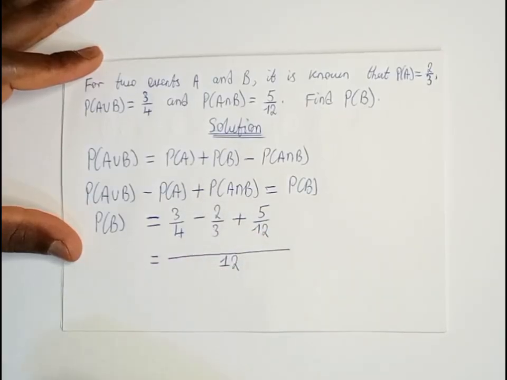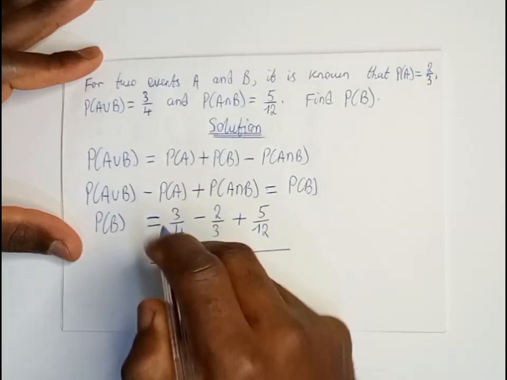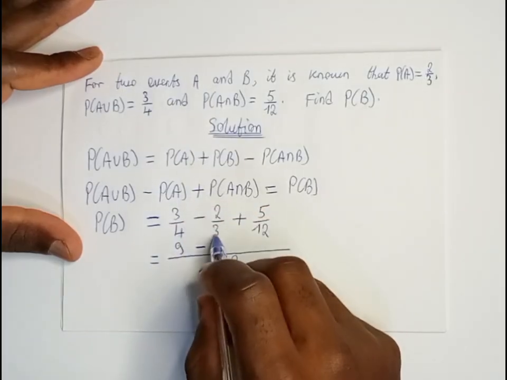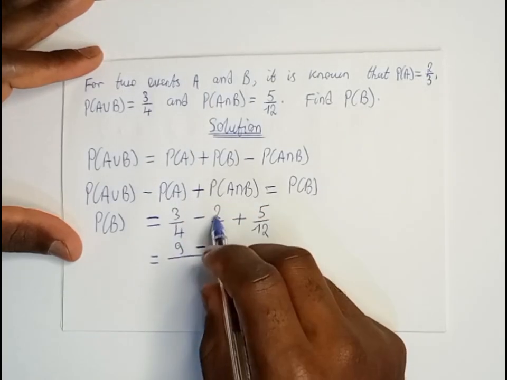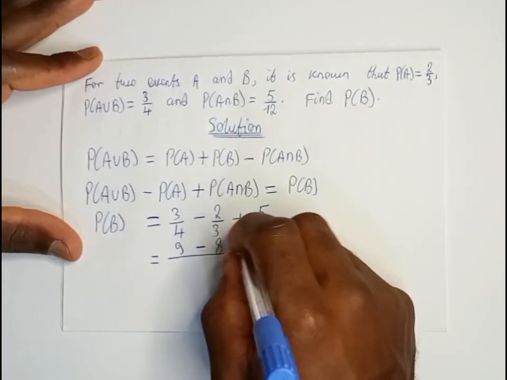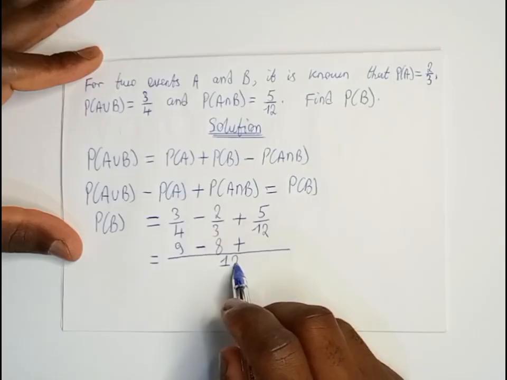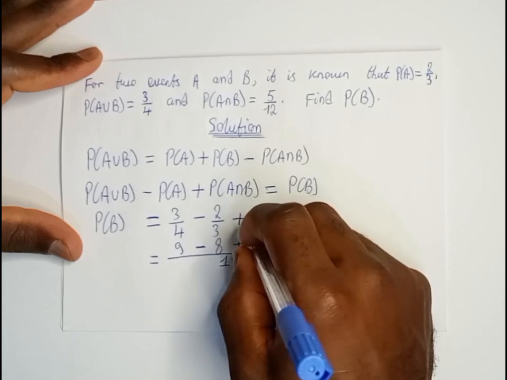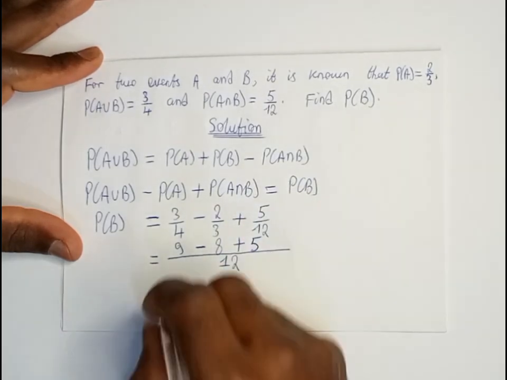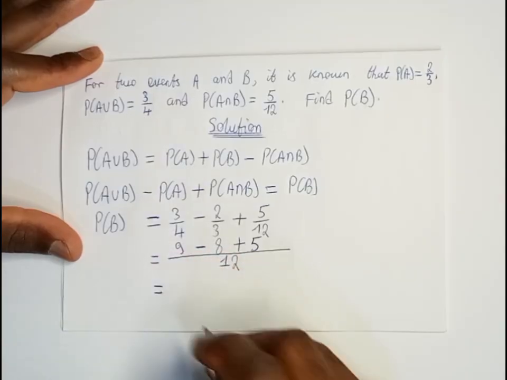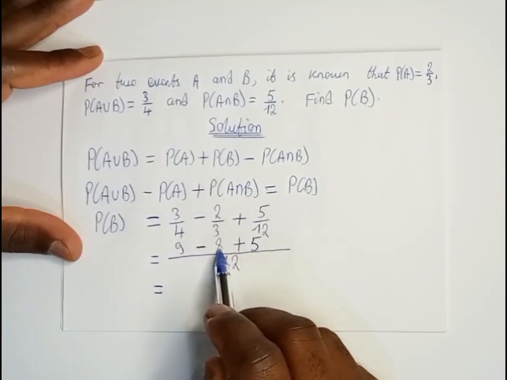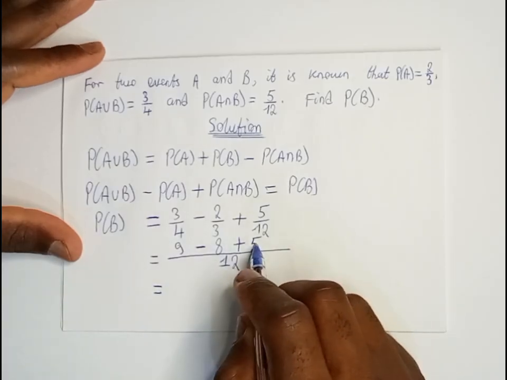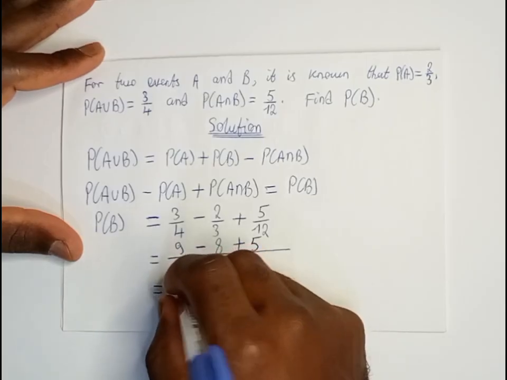12 divided by 4 gives us 3, times 3 gives us 9, minus 12 divided by 3 gives us 4, times 2, 8, plus 12 divided by 12 gives us 1, times 5 is 5. This will simply be equal to 9 minus 8 gives us 1, plus 5 gives us 6 on 12.